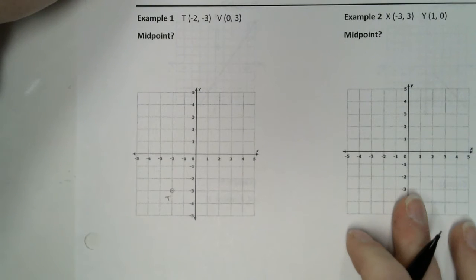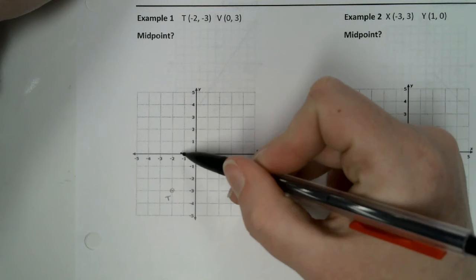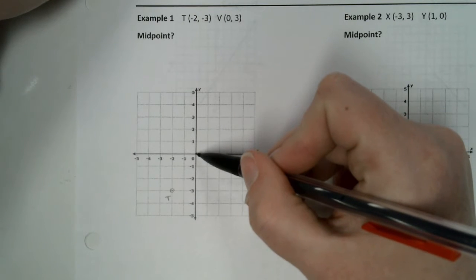And then I'm going to do V. If my first number is 0, that means I don't go left or right. I stay here. And then if my second number is 3, I'm going up to 3.